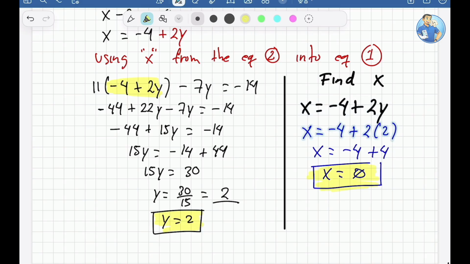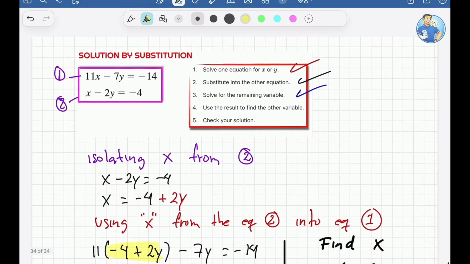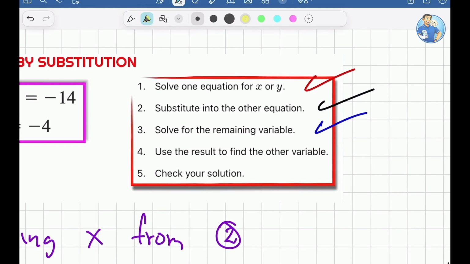So this is x equals 0. So we have two solutions, the y and the x. I'll use the results.